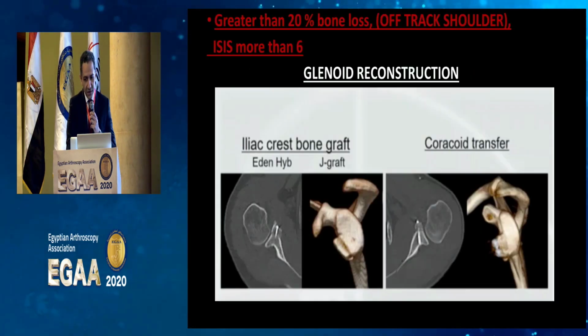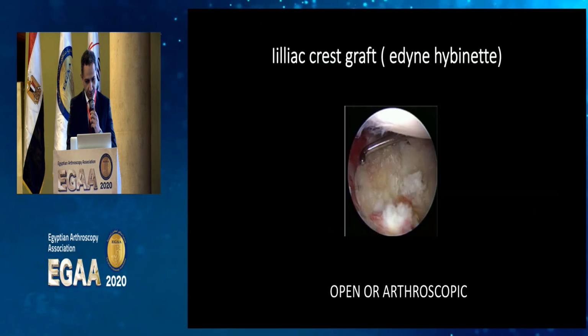But when there is a significant glenoid deficiency and an off-track shoulder, a glenoid reconstruction is always recommended. This can be done either by an iliac crest graft, like the Eden-Hybinette procedure, or the J-graft, or with a coracoid transfer, which is the Latarjet procedure.